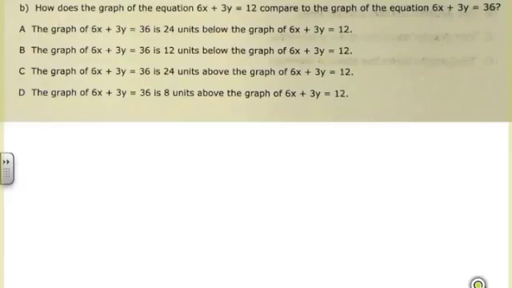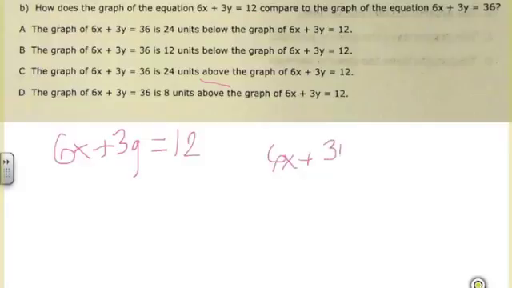If we look at our answer choices, they are all talking about the y-intercept, because it says this one is below and this one is above. So what I'm going to do is take each equation and solve them for y. So I've got 6x plus 3y equals 12, and then 6x plus 3y equals 36.